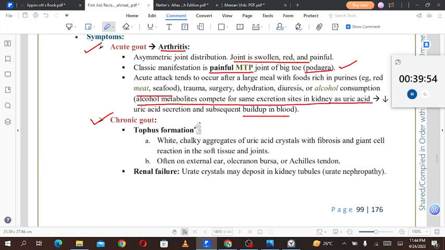What is chronic gout? Chronic gout is associated with tophus formation and renal failure. Tophus is a white, chalky aggregate of uric acid crystals with a fibrosis and giant cell reaction in the soft tissue and joints, often on the external ear, olecranon bursa, or Achilles tendon.